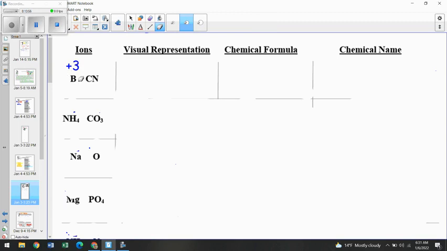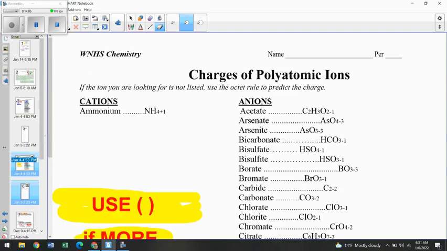Now Cn, that's more than one element. So that means it's a polyatomic ion, a multiple atom ion. So I'm going to use my blue sheet for that. So where is Cn?